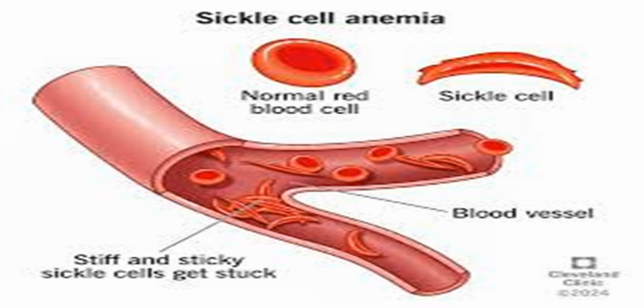Blood transfusions: regular transfusions may be necessary for individuals with severe anemia or to prevent complications like stroke. Folic acid supplements, to support red blood cell production. Vaccinations and antibiotics, to prevent infections, particularly in young children, as they are more susceptible to infections like pneumonia.